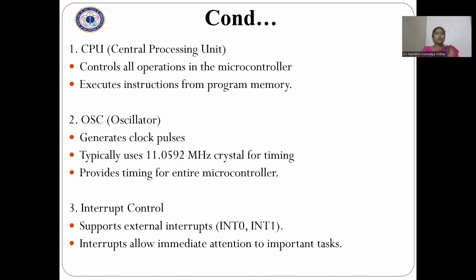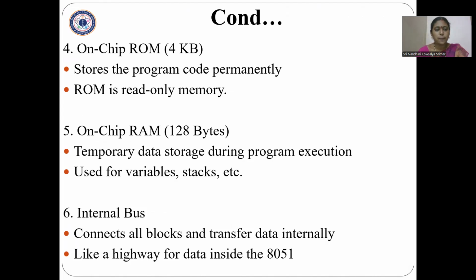Then interrupt control. It supports external interrupts, denoted as INT0 and INT1. Interrupts allow immediate attention to important tasks. Next is on-chip ROM. In on-chip ROM, the program code is stored permanently. ROM is known as read-only memory. Then on-chip RAM, which is random access memory. The data is stored temporarily during the program execution. It is used for variables and stacks.